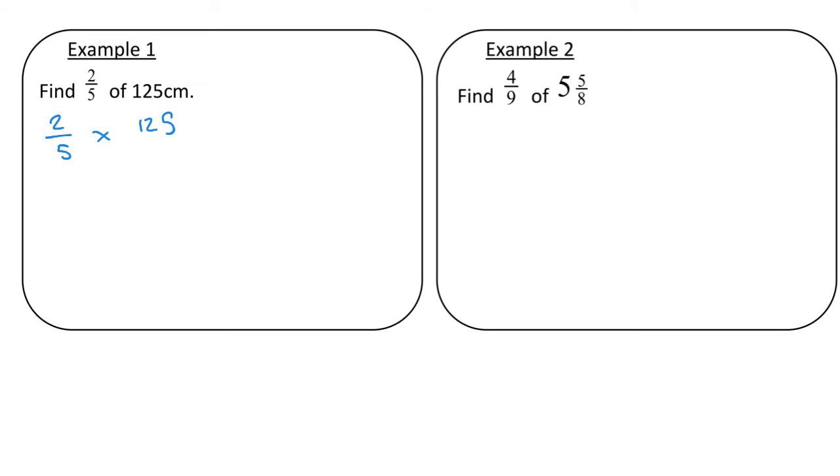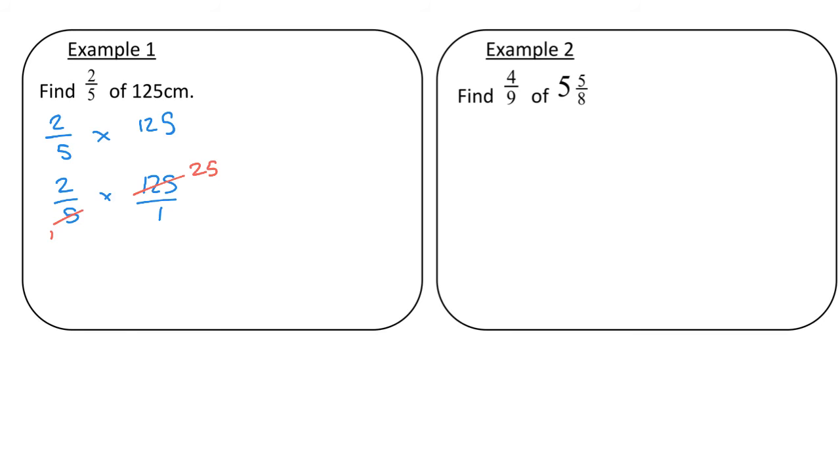And we've got 2/5 of a whole number, so we need to put that as a fraction, and it's going to be 125 over 1. So now we need to look and see where we can cancel, and we can see that both 125 and 5 are divisible by 5. So we can divide through by 5, and that will leave 25 in the numerator and 1 in the denominator.